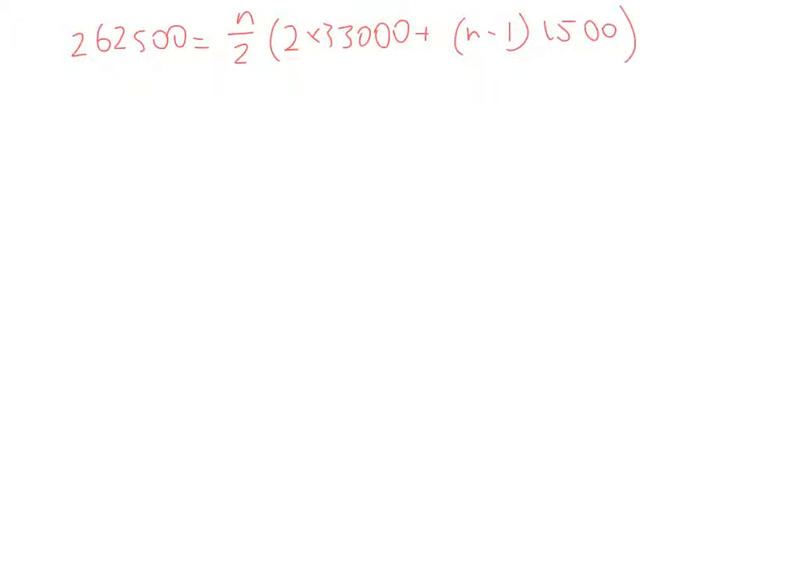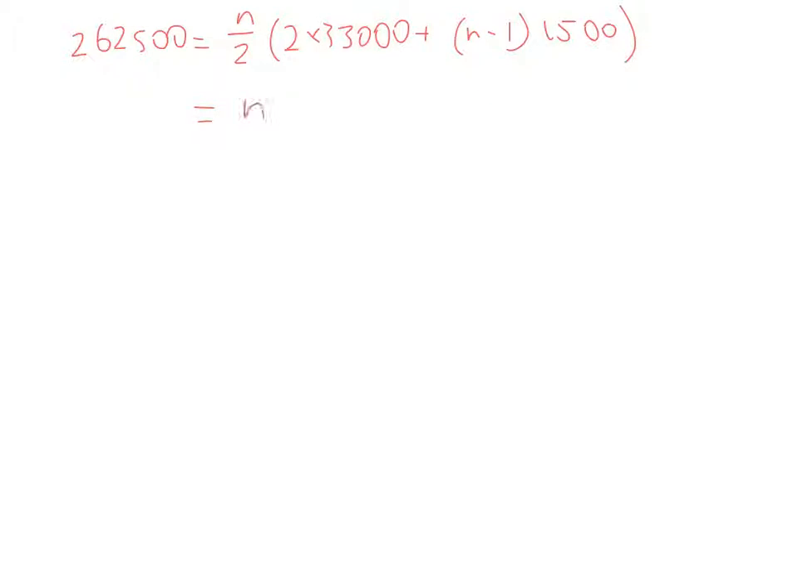So what we end up with here is our sum of 262,500 equals N over 2 outside of, or 2A was 2 times 33,000 plus N minus 1, don't know what N is, multiplied by D. And of course our difference was 1,500. Alrighty. We've done one of these before. I'm going to go neaten them up. Alright, I'm going to straight away multiply by 2.